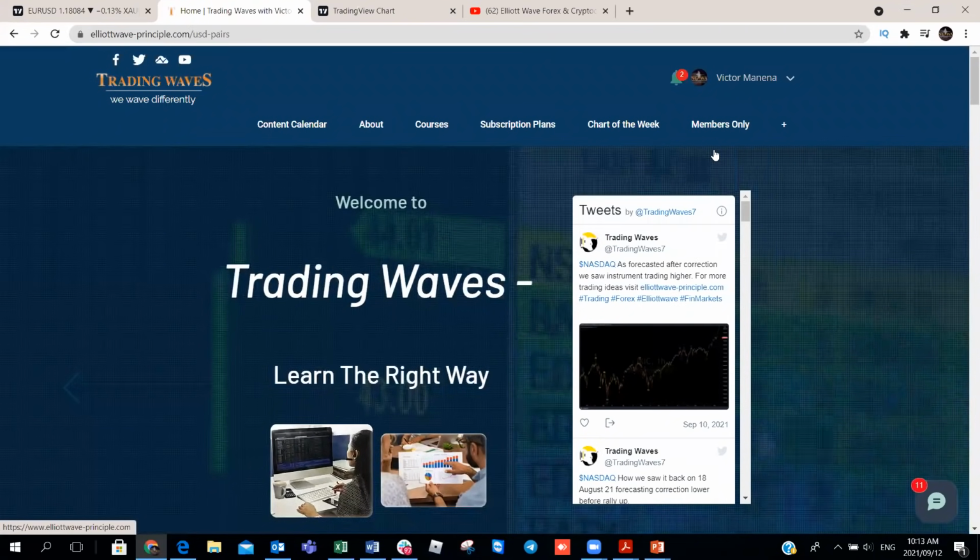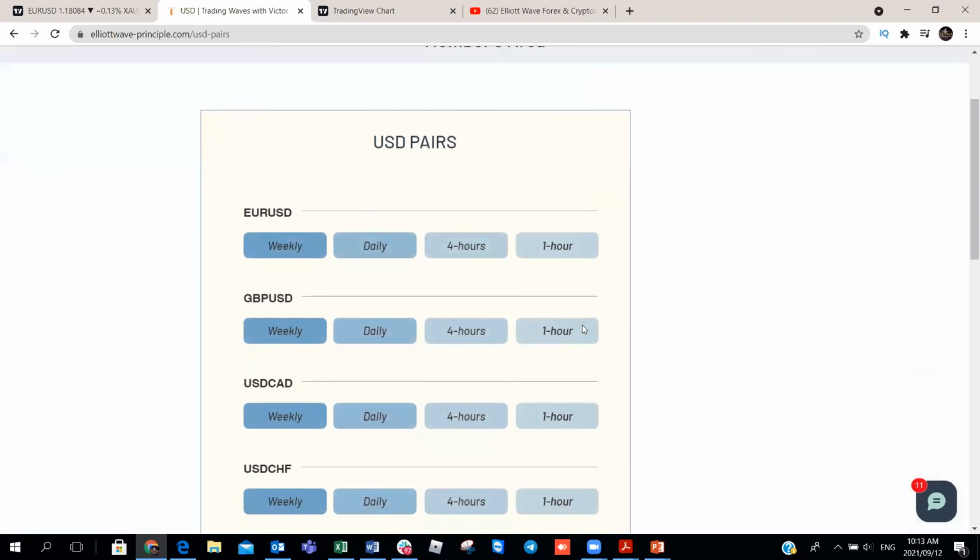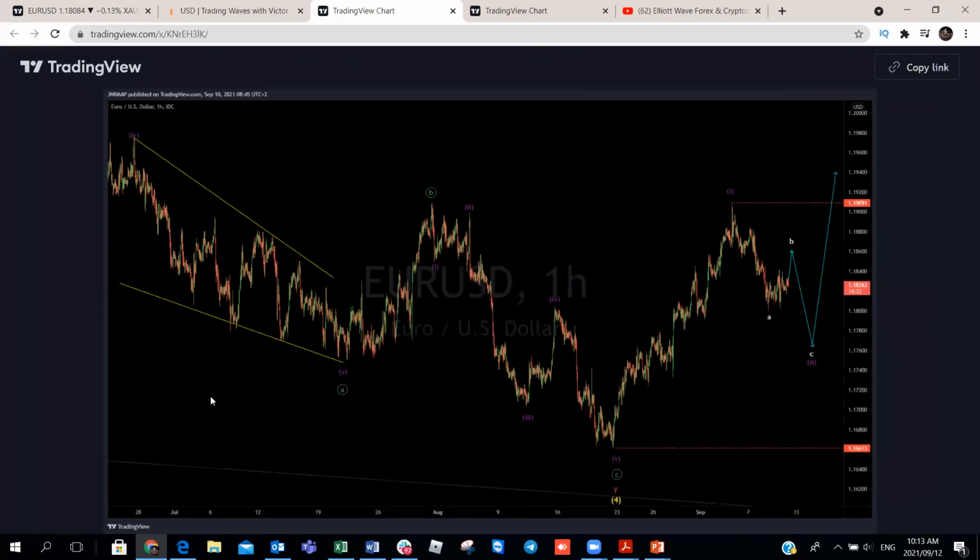So let's have a look here on the US dollar pairs. Right, so the 1-hour setups, you'll see those pullbacks that we're showing here. As you can see, this may be a little bit deeper than what we're forecasting.